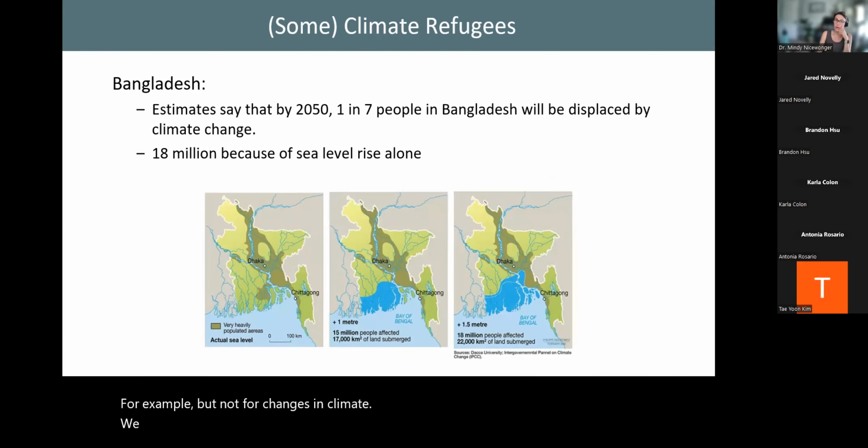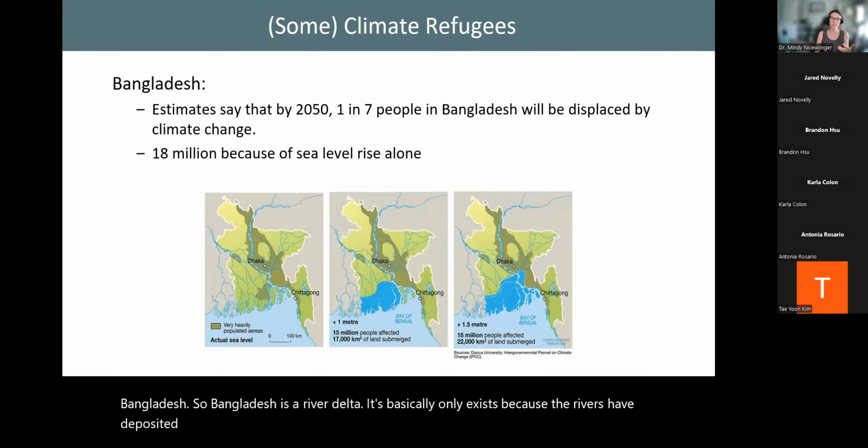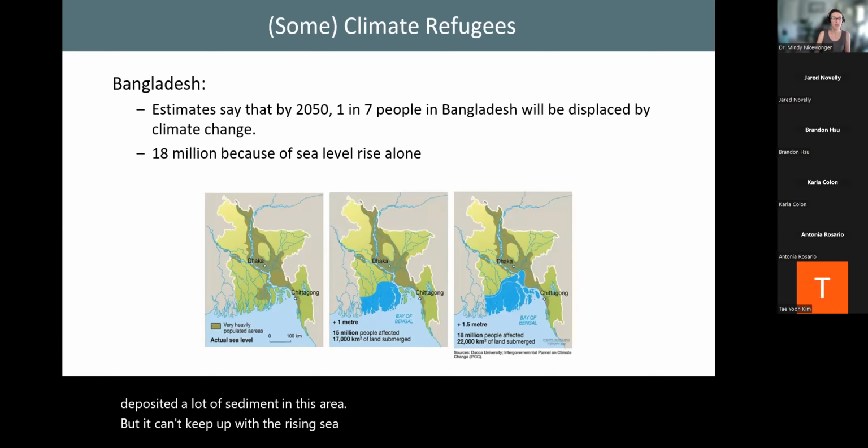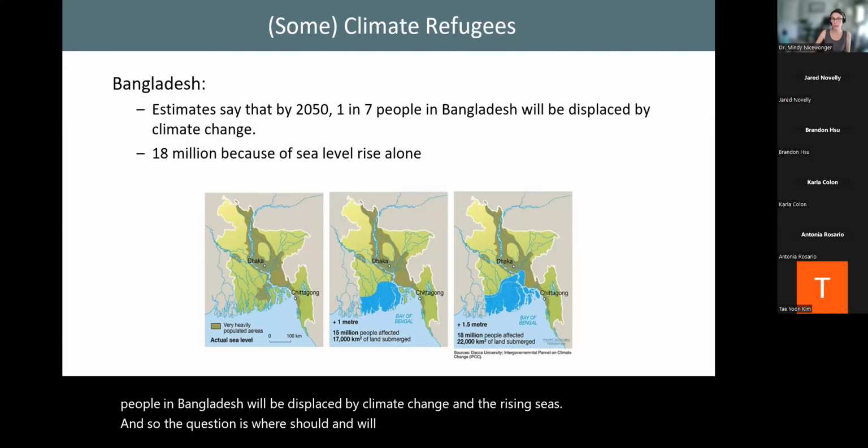If we look at the world, a really unfortunate example of climate refugees would be Bangladesh. So Bangladesh is a river delta. It basically only exists because the rivers have deposited a lot of sediment in this area, but it can't keep up with the rising sea level. And by 2050, so in less than 30 years, it's estimated that 1 in 7 people in Bangladesh will be displaced by climate change and the rising seas. Okay? And so the question is, where should and will these people go?